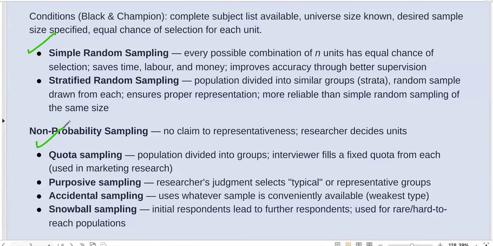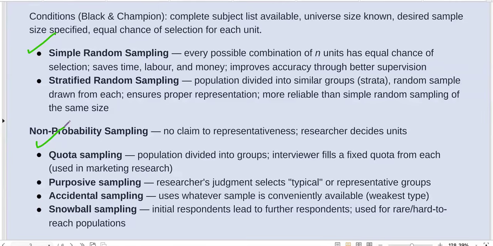Then purposive sampling. The researcher has some purpose, some judgment, and selects typically only those people in the representative group. Purpose is there. I want to analyze the condition of women who are divorced in a society where divorce is still a taboo. So this is my purpose, and based on that, I will decide the sampling.